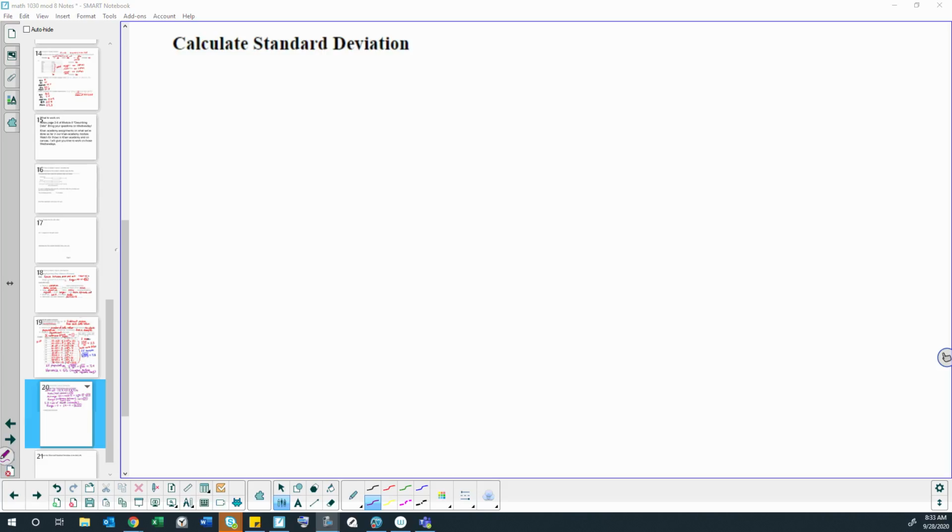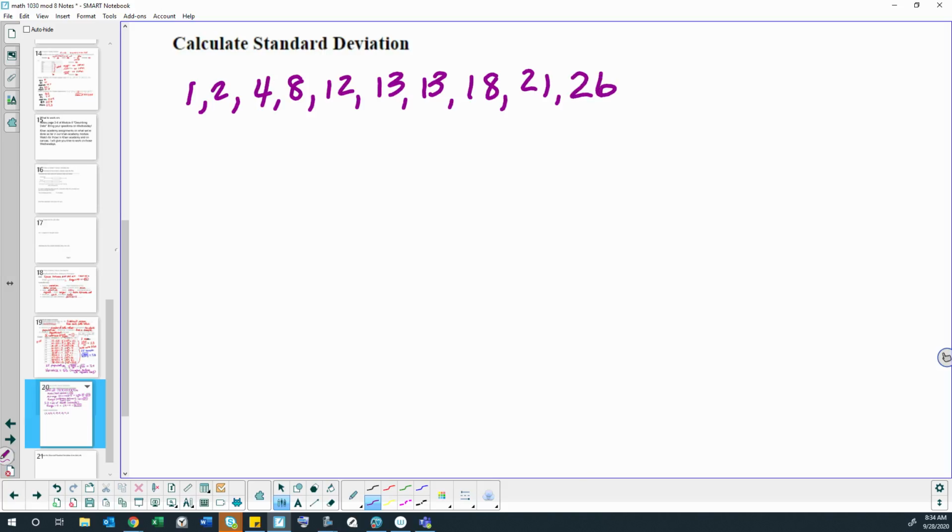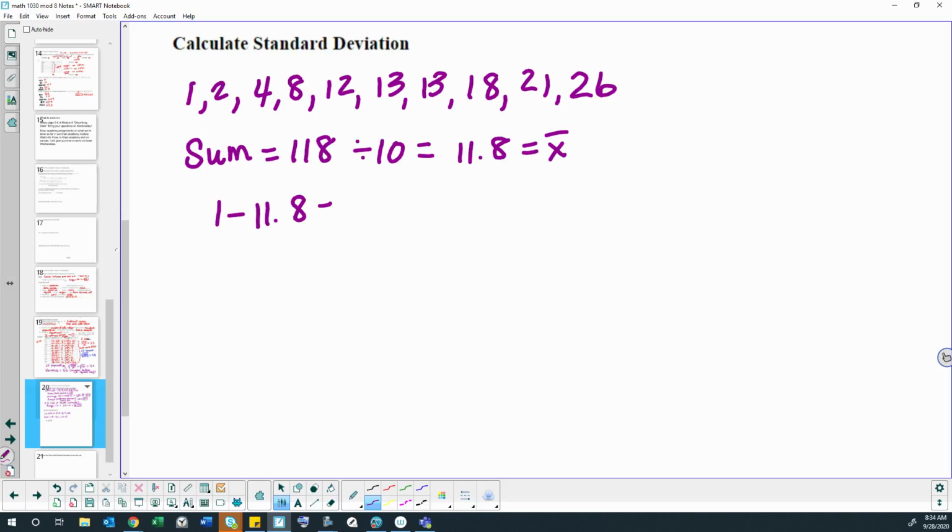Okay, we're going to take our list from the previous problem. We're going to calculate the standard deviation and see how close we were with our rule of thumb. Okay, so we have 1, 2, 4, 8, 12, 13, 13, 18, 21, and 26. So we're going to add those together, and we'll get 118. We're going to divide by the number of numbers, which is 10. So 11.8 is our mean. Okay, and then we're going to take our data points and subtract our mean.